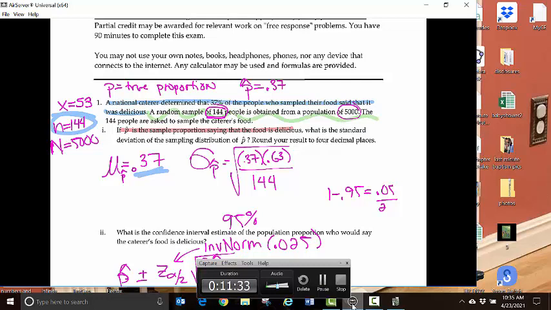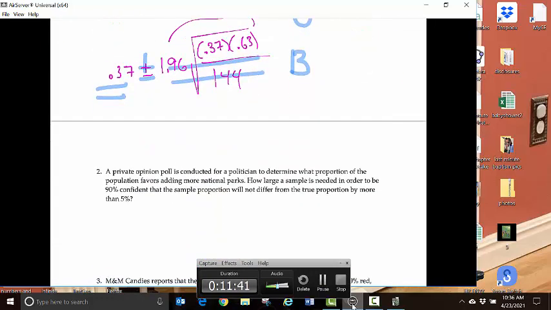No, just go to the closest. You only round up when you're finding n. All right, so you guys good with that? All right, let's look at their next one.